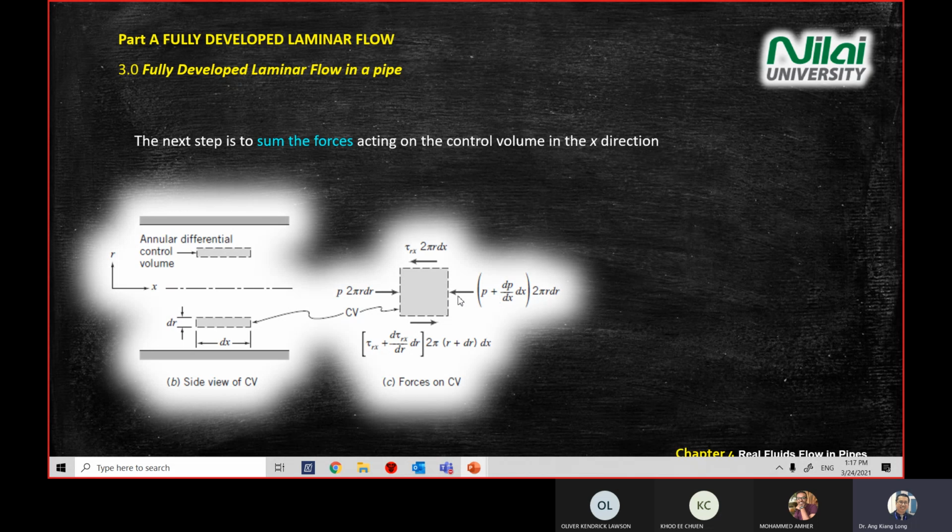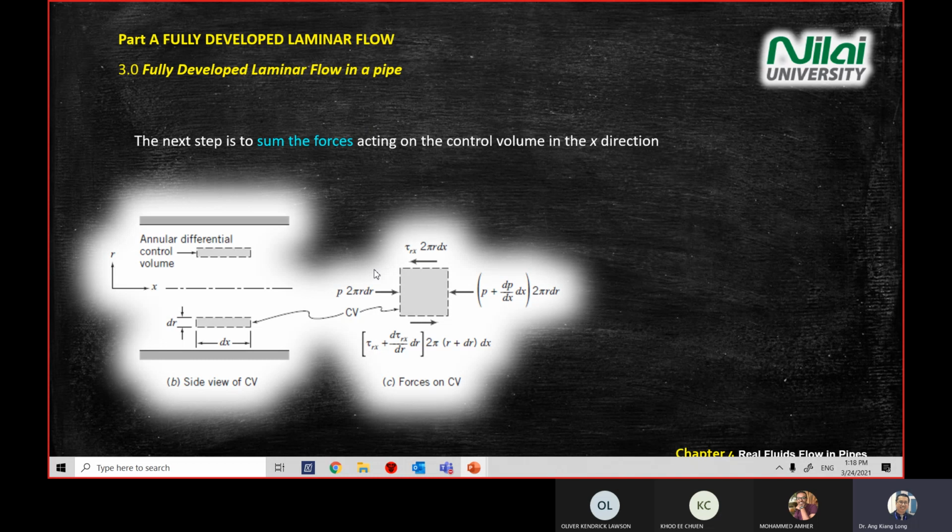Then the same with the right-hand side. Be careful with the arrows. Pressure always acts on the surface, so the arrow is always pointing into the surface. The right-hand side is also the same, but with the differential pressure here, plus dp over dx times dx. We already explained this partial differential equation in chapter 2. If you're not sure, go back and listen to the chapter 2 video again, on how we have a positive sign here.